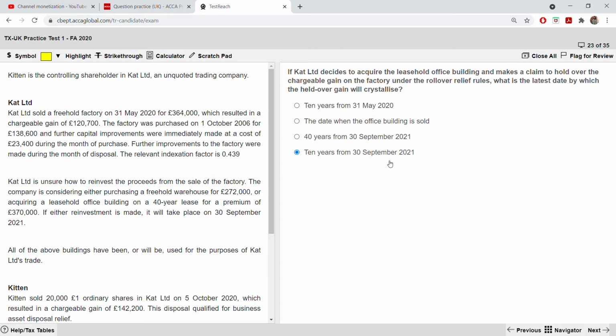Why 30th September 2021? The reinvestment will take place on 30th September 2021. From that day, 10 years onwards. So 10 years from that day, this will crystallize. This is the rule under rollover relief. Next.